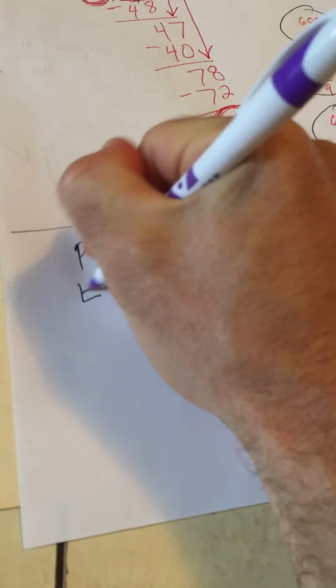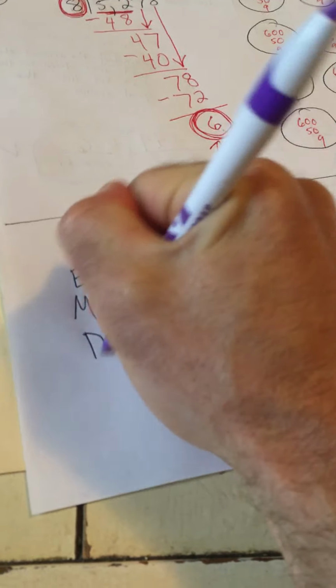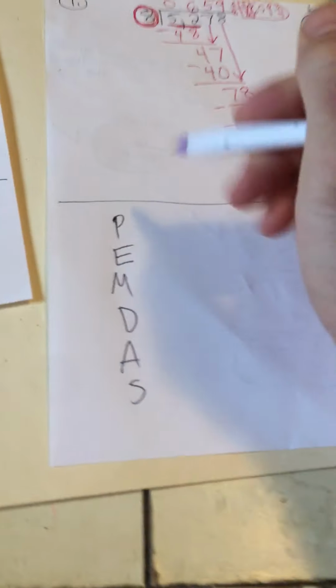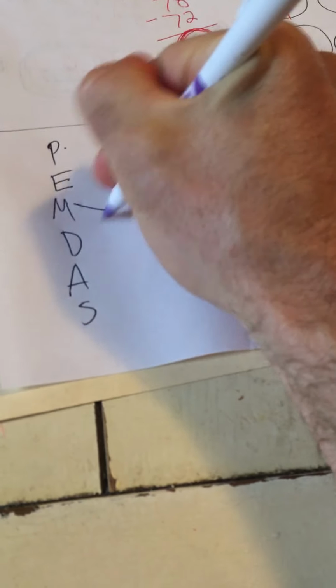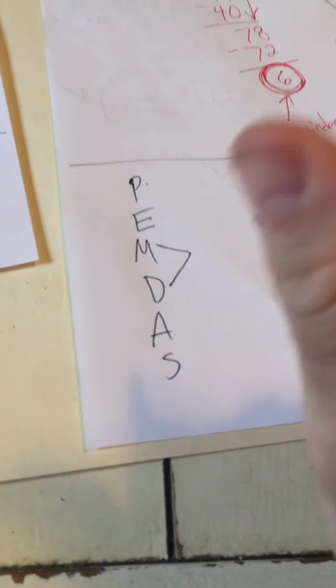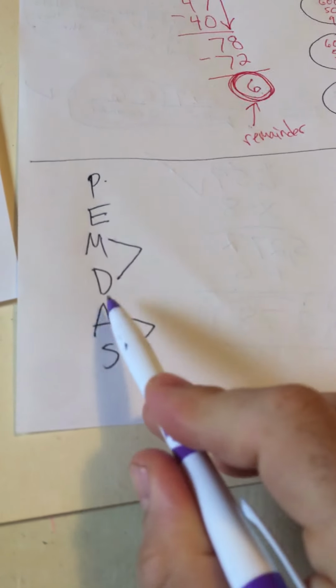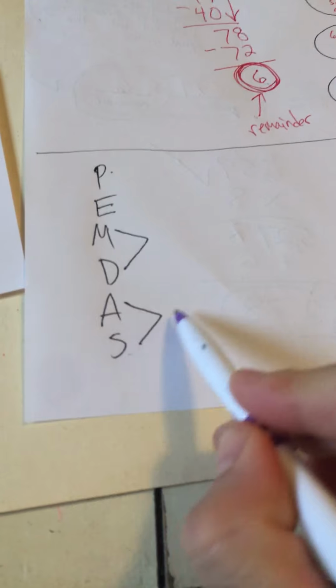Okay, this is an order of operations problem. So we're going to do the parentheses first, then we're going to do the exponents, multiplication and division at the same time, whichever one comes first, going left to right, and addition and subtraction at the same time, whichever one comes first, going left to right.